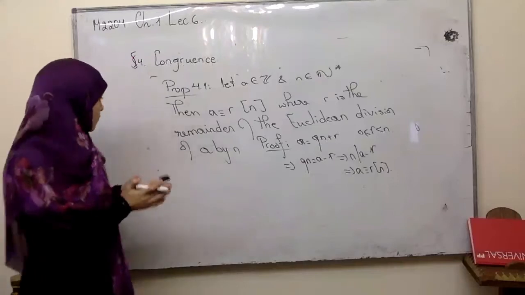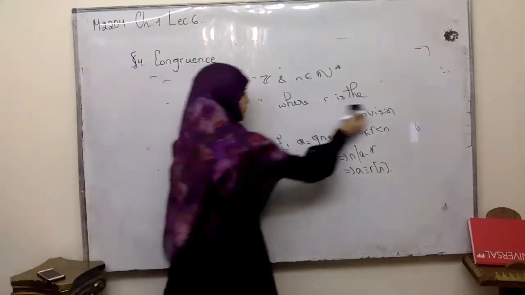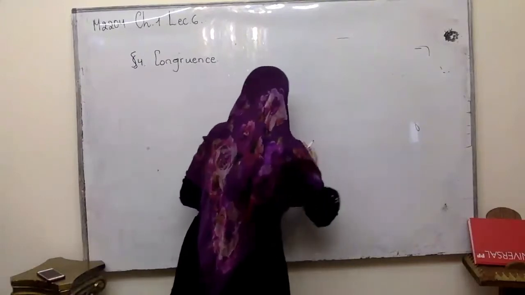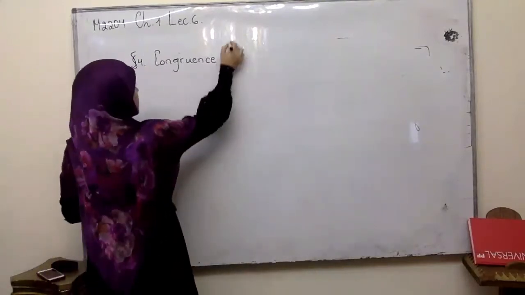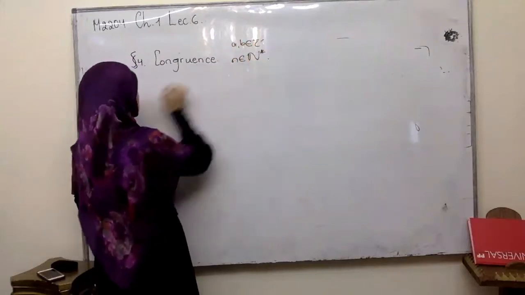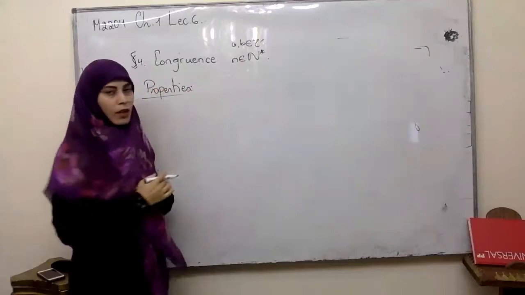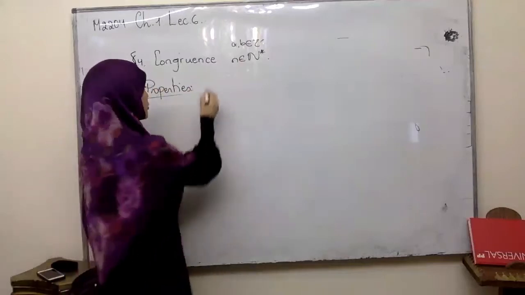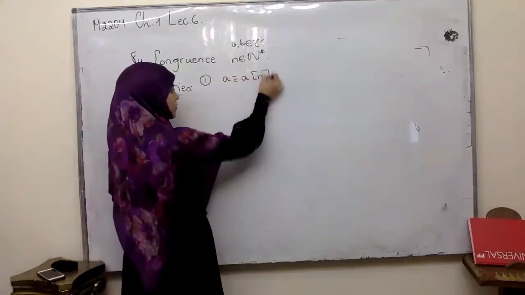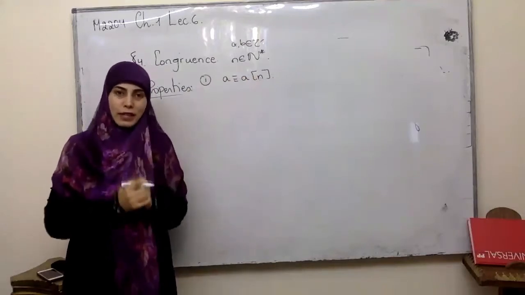Okay? خلينا ناخد شوية remarks or properties about congruence. Okay, let's start. إذن A, B بال Z وال N بال N star. شوية properties about this concept. أول شيء: A is congruent to A modulo N. For any A, A is congruent to A modulo N.